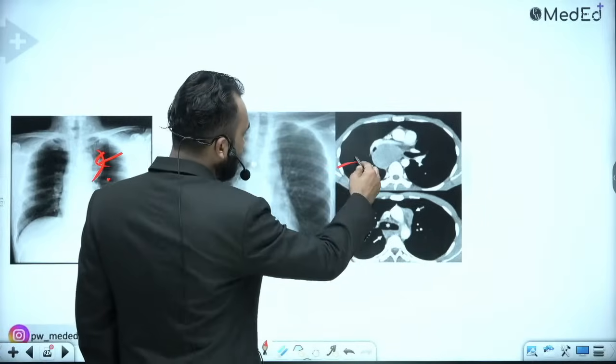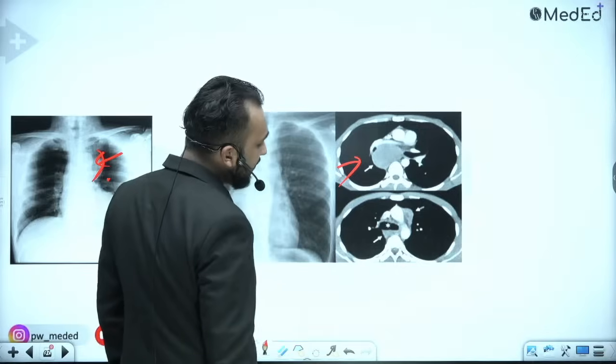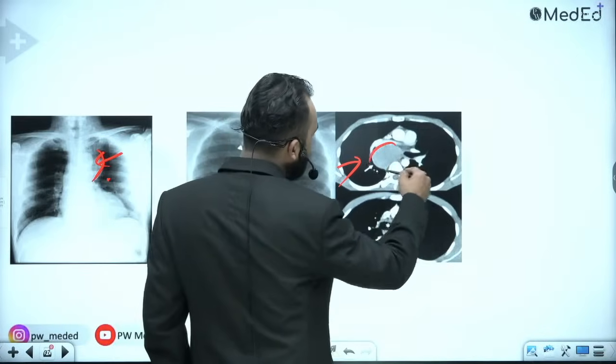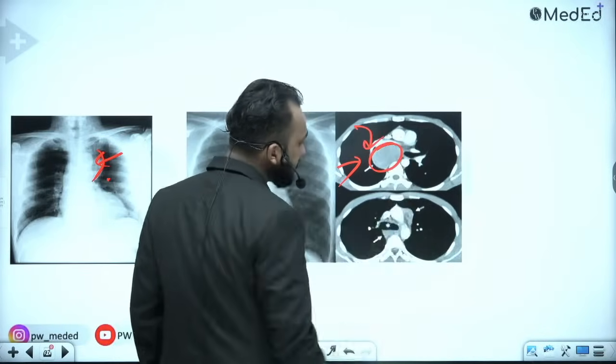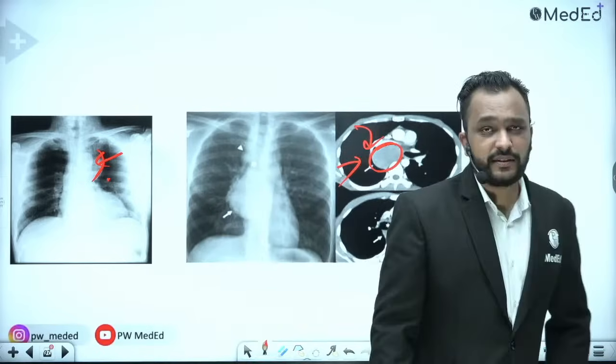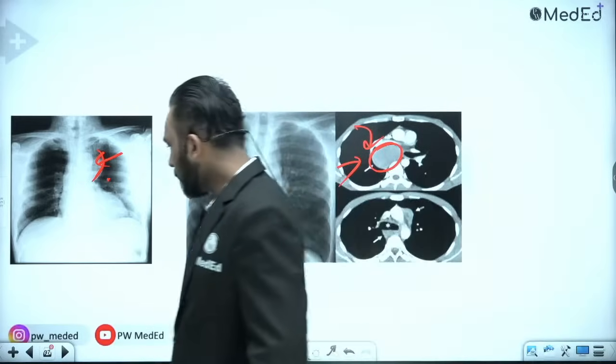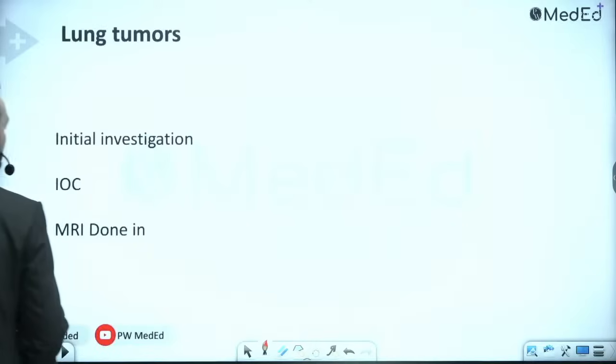In this image we can see that there is some cystic lesion in the mediastinum. So this is a case of foregut duplication cyst seen in the middle mediastinum.